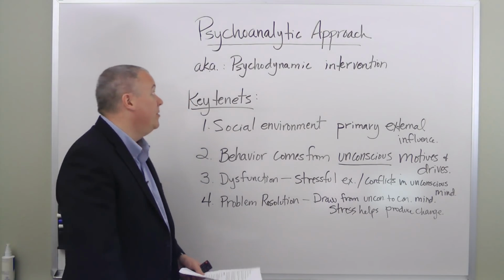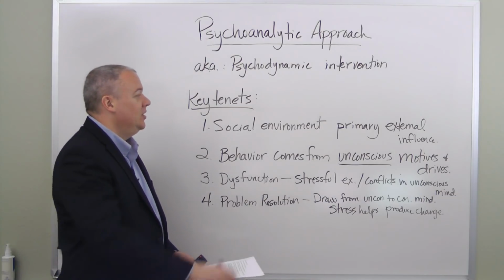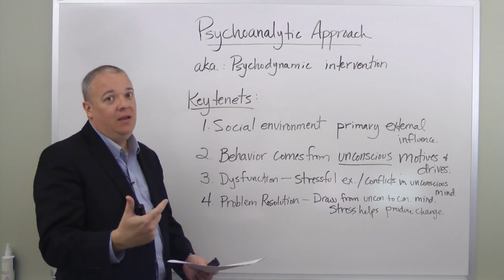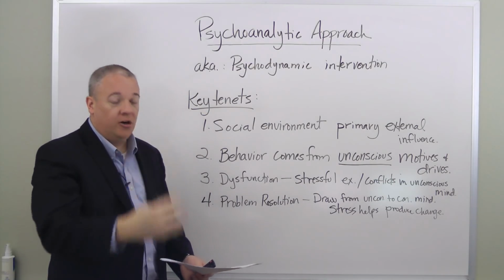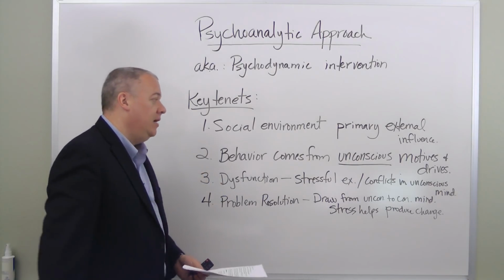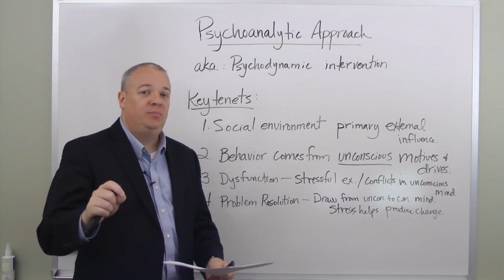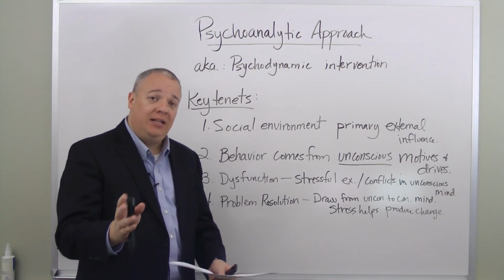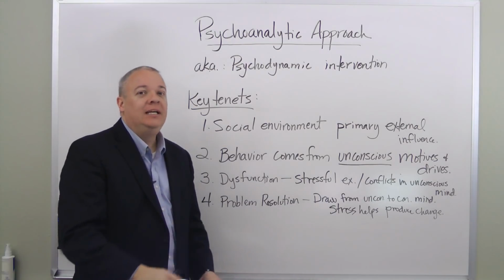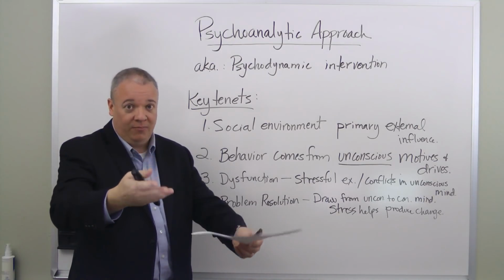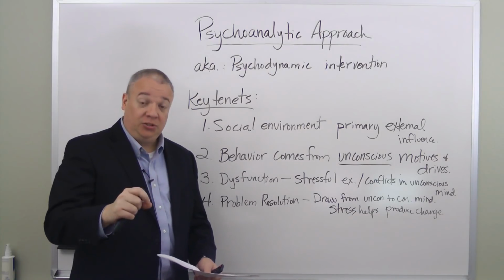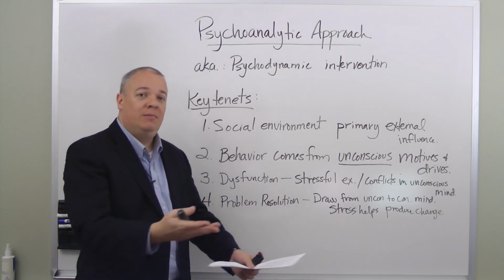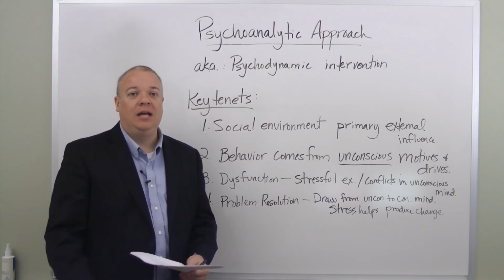So the key factors to remember here again in the psychoanalytic approach is that the primary external influence is always the social environment. All of our behavior flows from motives and drives found in our unconscious mind. Dysfunctional behavior is produced by stress-producing experiences and conflict in the unconscious mind, and the way to help alleviate that or change that or bring about good is to take the things that are in the unconscious mind, bring them forth into the conscious mind. It's stress producing to do that, but then you help them use that energy from that stress to redirect them and promote positive changes in their life and their behavior.